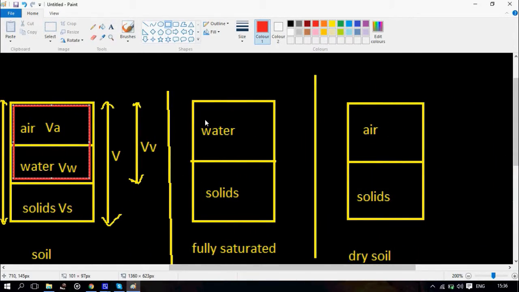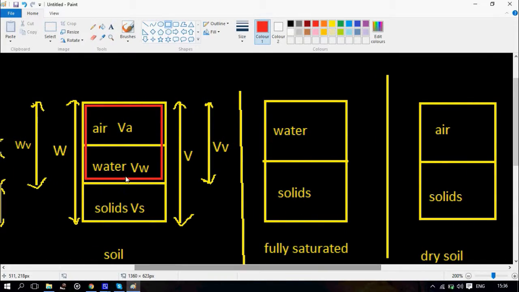Now, this is the two-phase system. This is also a two-phase system. These are the two types of two-phase systems derived from this. How? Let's just see it. This is the void portion. So assume this air portion, that is, the voids which are filled by air, are filled by water. What happens? The total voids will be filled by water. Then this portion occurs. That means all the voids of the soil are filled by water. That's how the soil becomes fully saturated.